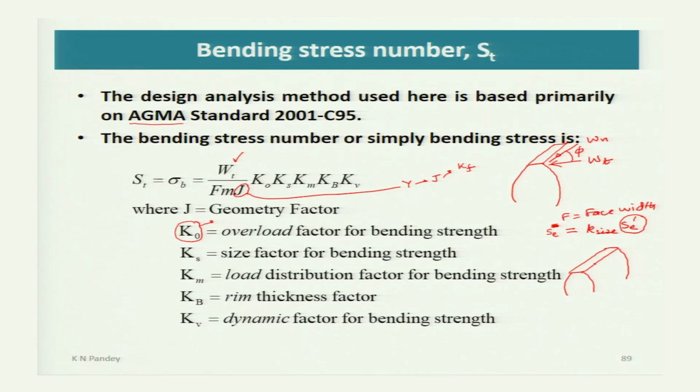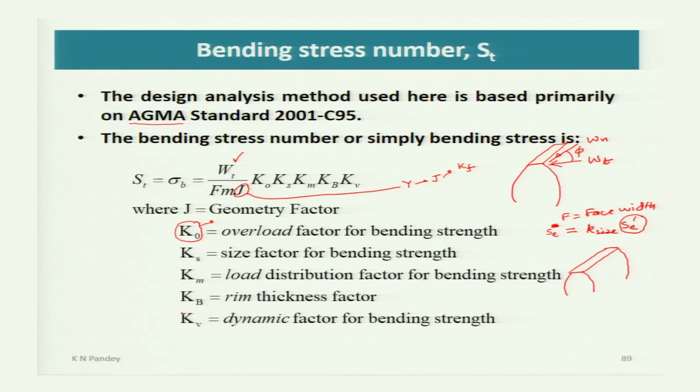We will study in detail in our coming slides. Then Kb is the rim thickness factor. Sometimes the bigger gears are made in the form of a rim. So, if the rim thickness is smaller, then there may be failure in the rim rather than failure in the gear tooth. So, that effect we have to take into consideration.